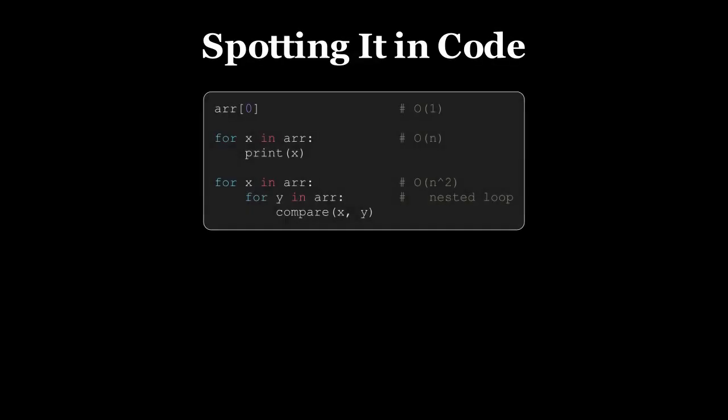Let's see growth in code. Grabbing the first element is O of 1. Instant, whatever the size. A single loop over n items is O of n. And a loop inside a loop, comparing every pair, is O of n squared. 100 items becomes 10,000 steps. The nesting is the tell.